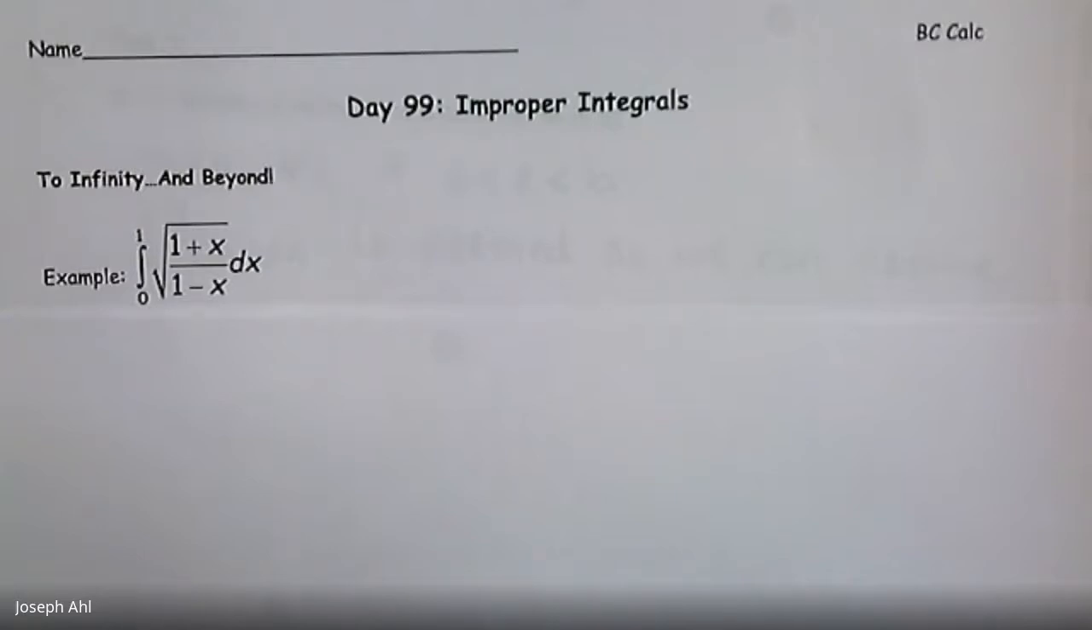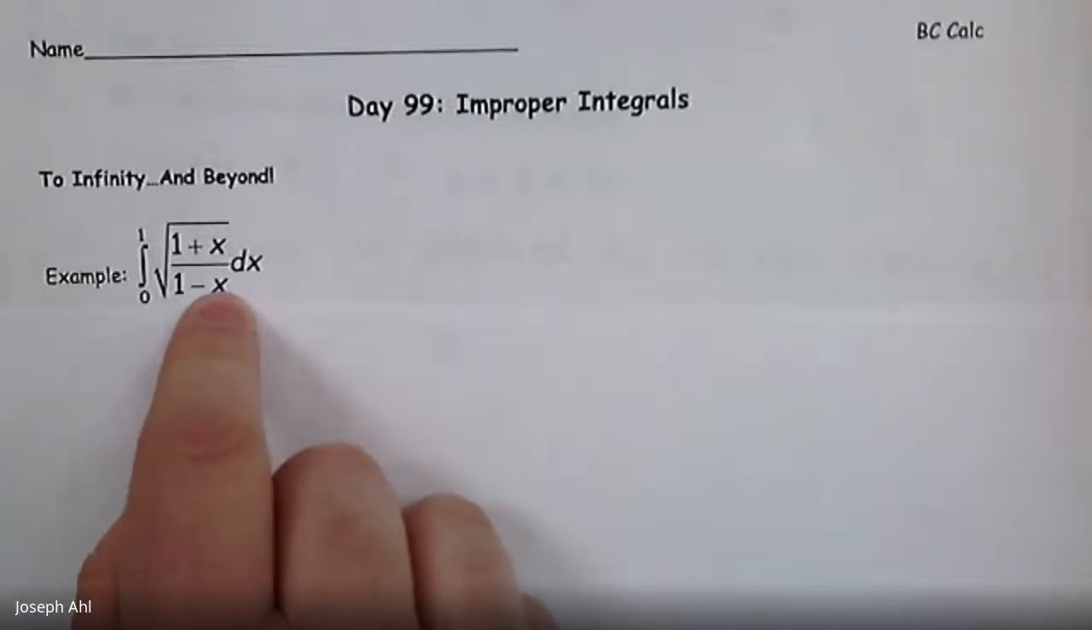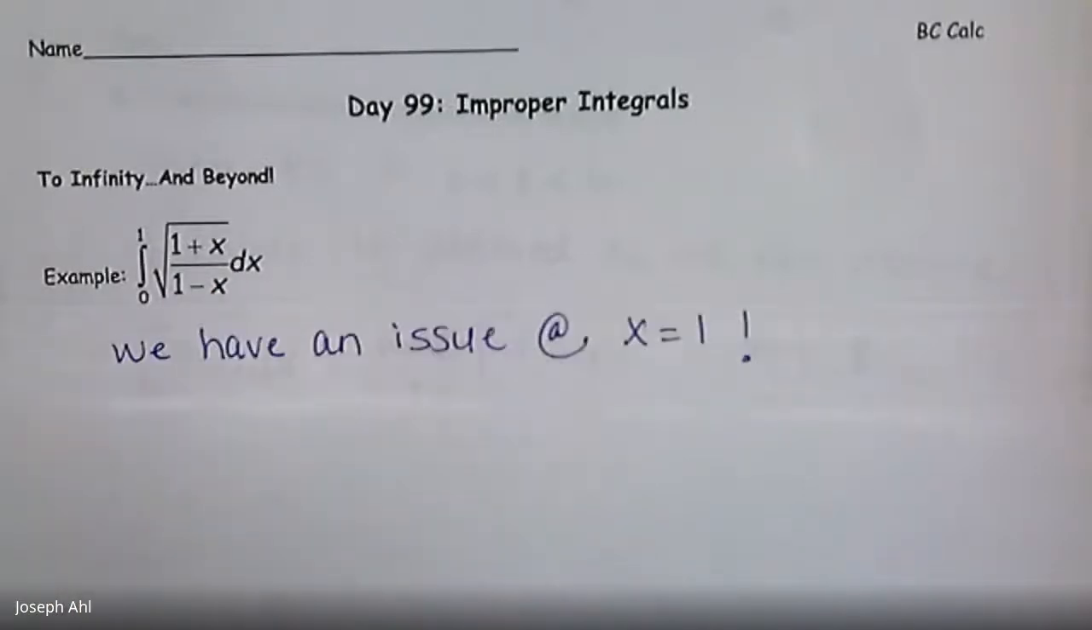But what's the issue with this first example? If we're integrating from 0 to 1 the function radical (1 plus x) over (1 minus x) dx, we are going to run into an issue, because according to these bounds, plugging in 1 for x here would make this undefined. So we do have an issue at x equals 1.